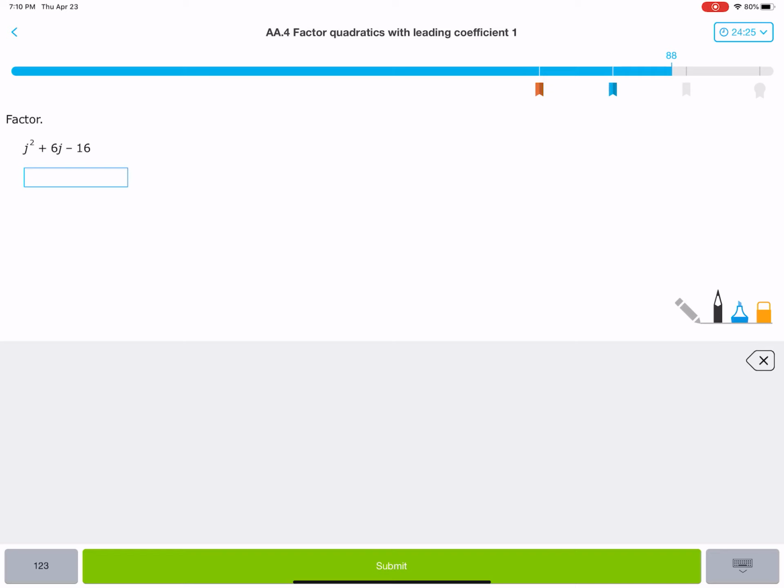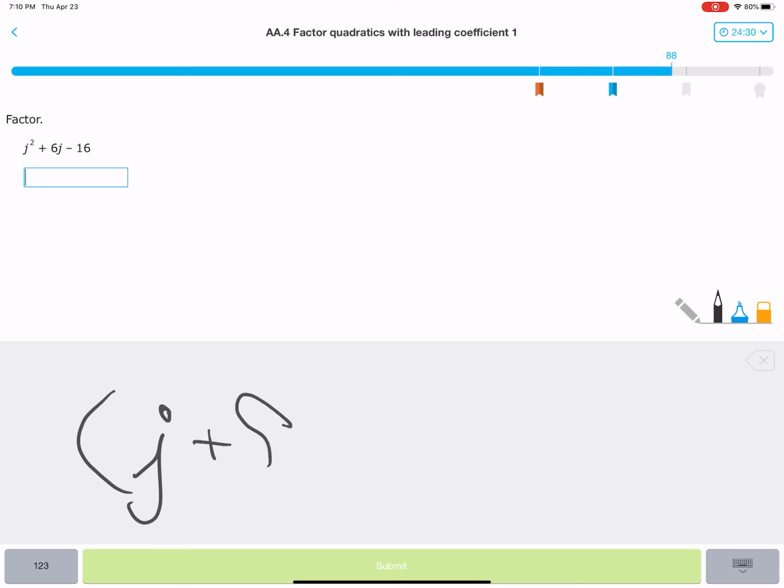Last one, 8 and 2. j plus 8. I know it's plus 8 because the 6 in the middle is positive. j minus 2.